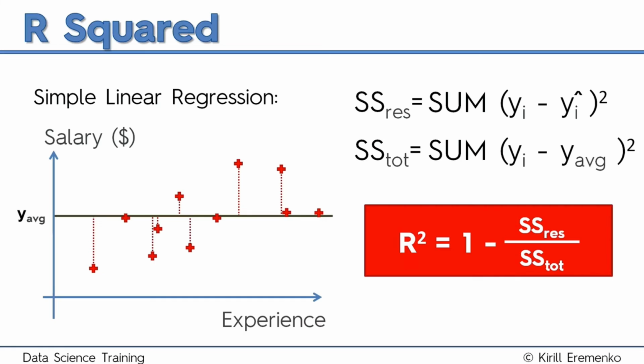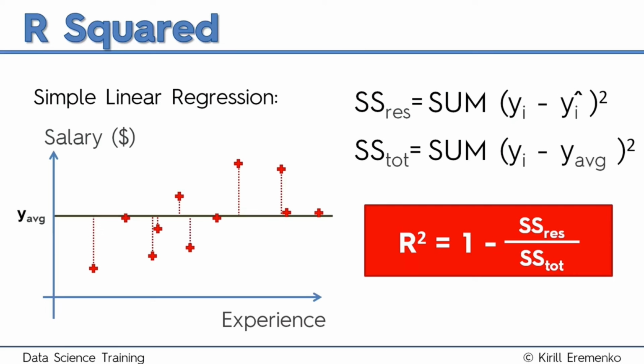So ideally, if your SS residual is 0, so basically your trend line that you're modeling goes through all your records, then in that case R squared is equal to 1. That's the ideal scenario, but that normally never happens. So the closer R squared is to 1, the better. The further away it is from 1, so the lower it is, the worse.